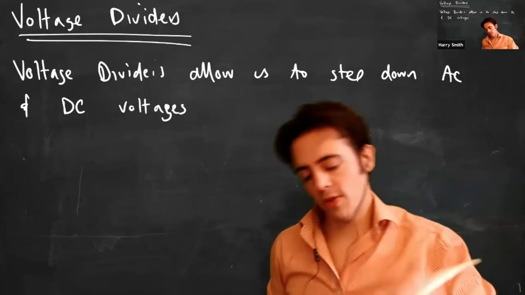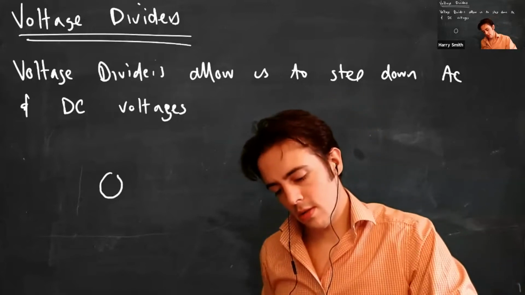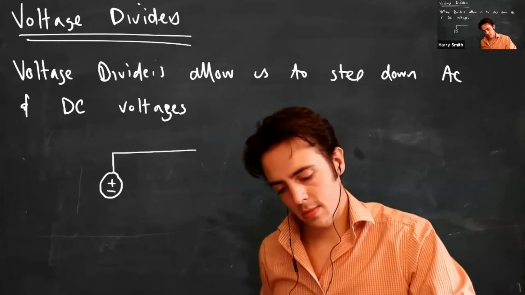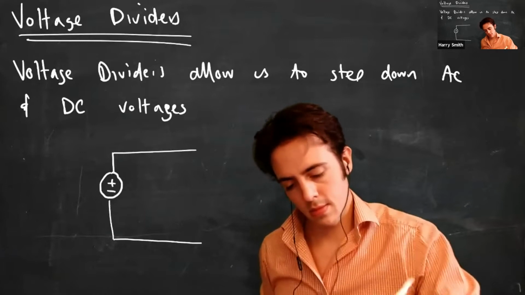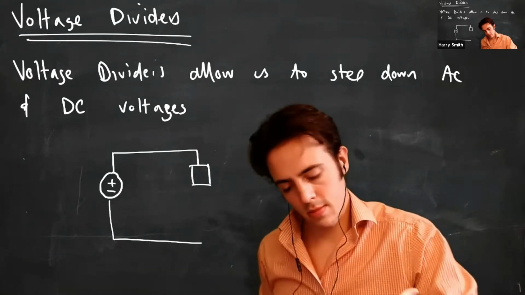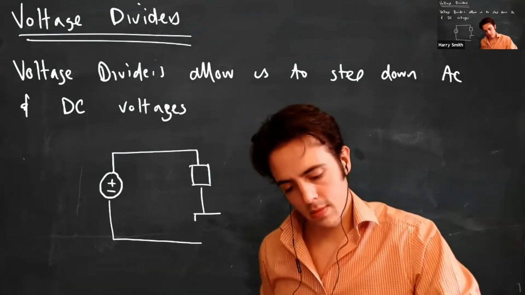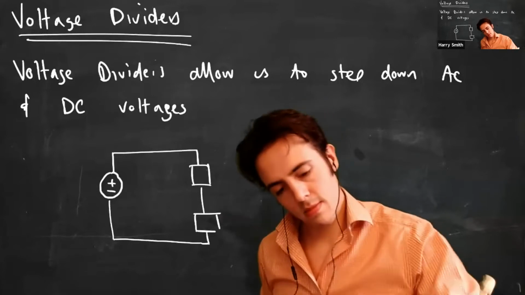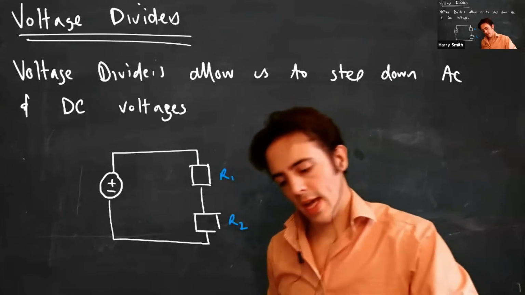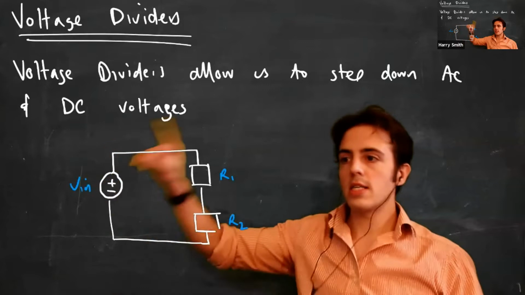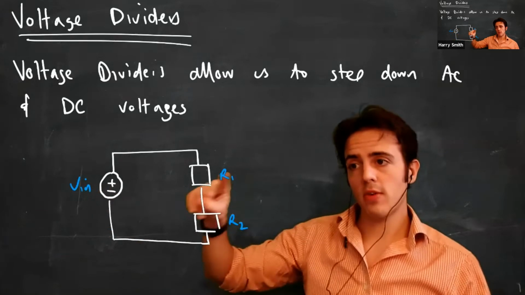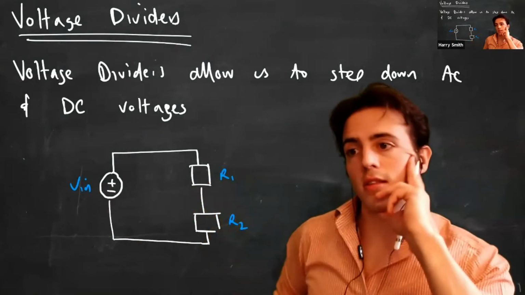Now that's incredibly useful. So we will, in general, draw a circuit that looks something like this. So we have some DC, I've drawn this as a DC circuit. We've got a DC voltage source, and we've got two resistors of known resistances here.